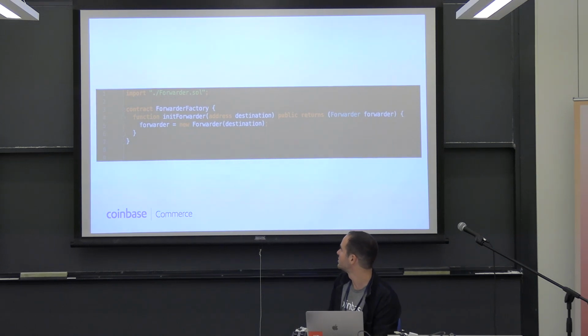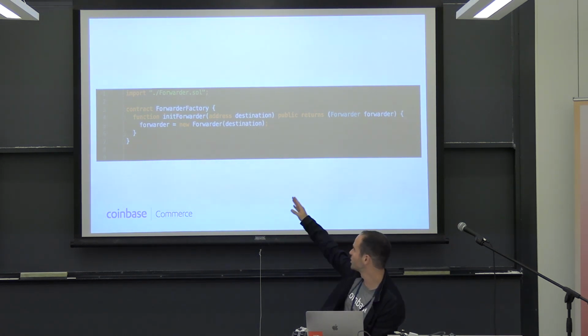The first thing that people can do to mitigate the cost and the complexity of this is to use a factory. A factory is essentially a singleton contract that's deployed once, that contains the logic of the contract and knows how to generate new contracts. So this is the forwarder factory. Over here, we just have an init forwarder function that can deploy a new forwarder.